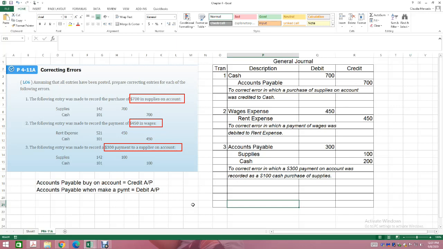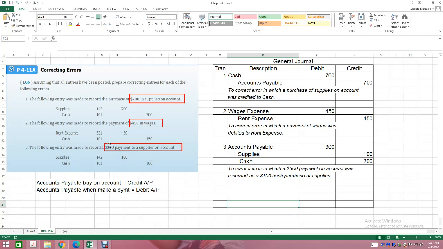So we have to clearly understand what happened. We were trying to make a $300 payment to a supplier that we owed money. The supplies we already recorded in our books when we bought them. So right now, all we should have done is debit our accounts payable and credit our cash for $300. That's not what the accountant did. The accountant recorded supplies of $100, which has nothing to do with the $300, and cash of $100, which has nothing to do with the $300 payment.